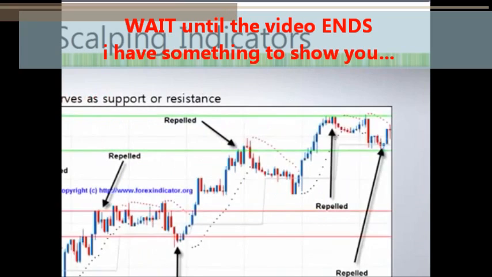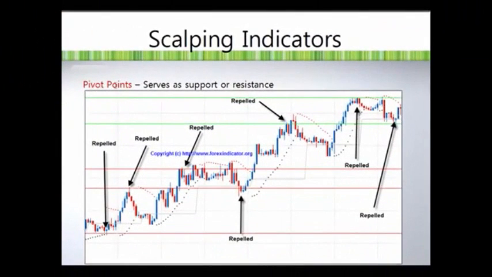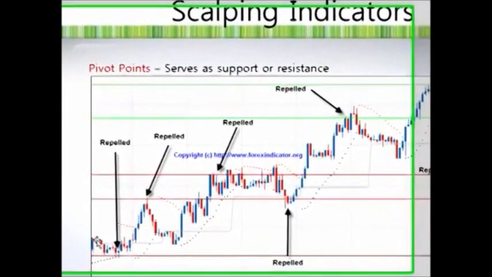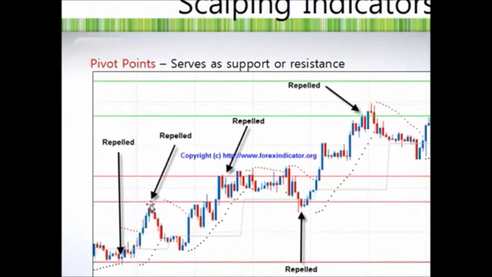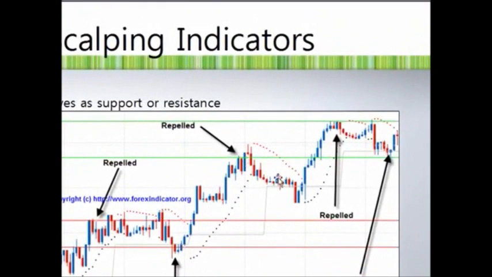The next indicator that we're talking about is the pivot points. Be it the daily pivots, weekly pivots, or monthly pivots, they all serve as strong support and resistance. Take a look at this picture below. You can see that the price hit the pivot point, got repelled by it, hit the pivot point, got repelled by it, hit and repelled. You can see it hit here, get repelled, hit, repel. You can see how strong this pivot point is.